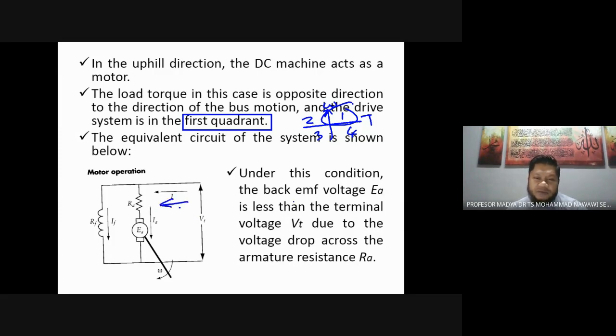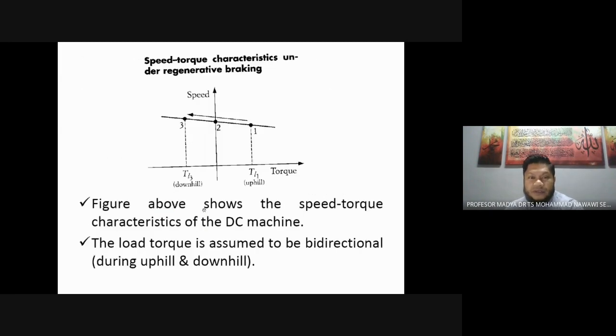So under this condition, the back EMF Ea is less than Vt. So Ea less than Vt, due to the voltage drop. All right, and this is picked up, but actually one could correct this. This is actually TM. Not the load torque, but the motor torque, because it's positive, isn't it?